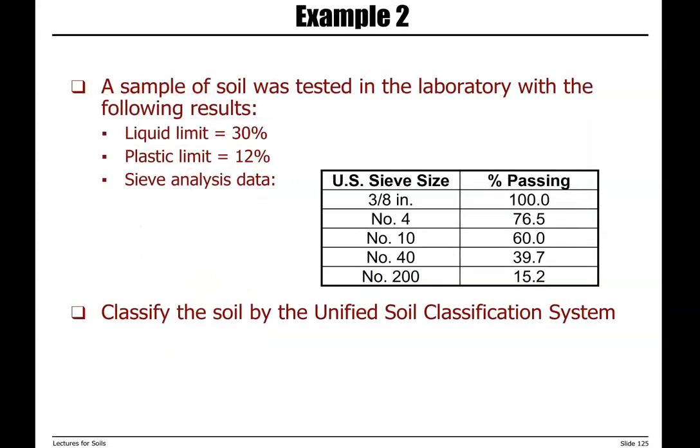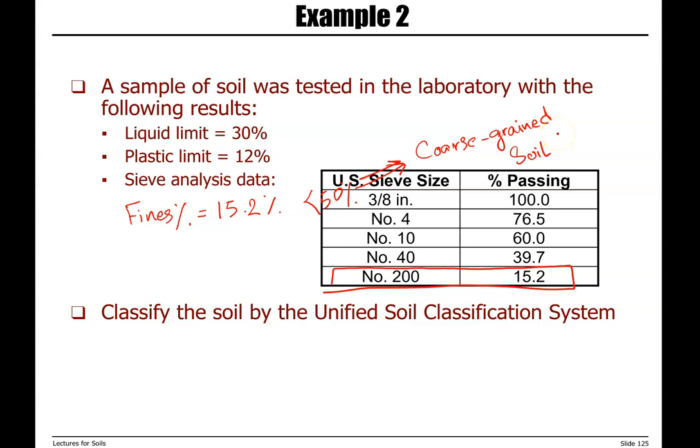Let's go over another example. The results from sieve analysis, liquid limit, and plastic limit are provided. Again, in step 1, we need to look at percent passing from number 200. Percent passing from number 200 is actually how much fines we have. So we have 15.2% fines, which is less than 50%. So we can say we have a coarse grained soil.